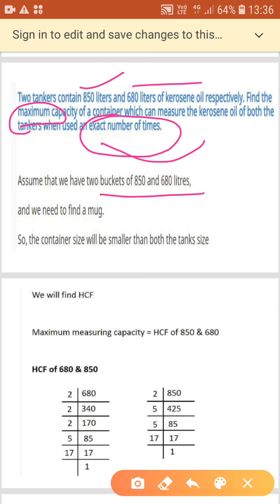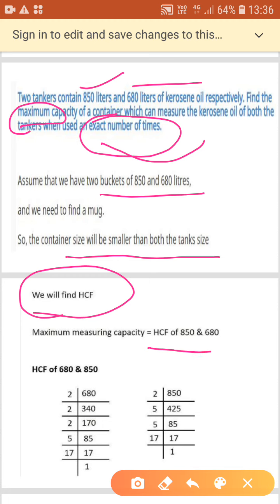So naturally the container size will be smaller than both the tank sizes so that it can measure them. So we are going to find out HCF. This is the main thing that you have identified, that you have to find out HCF. Now how do we find out HCF? There are so many methods. We are using the prime factorization method over here.